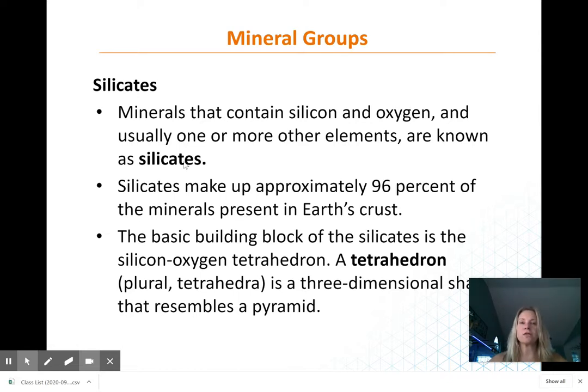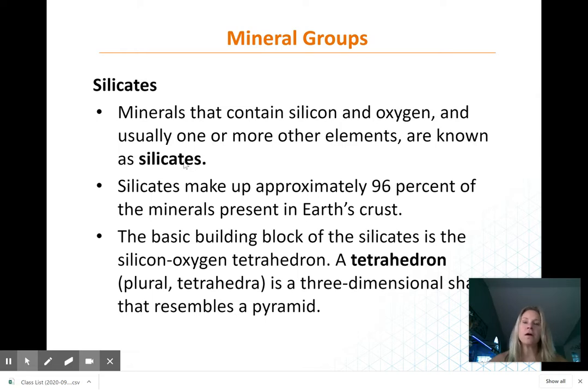So the chances that you looked at a silicate in the lab were pretty great. I think all of them but one were a silicate. And that was, what was that? That was the magnetite.